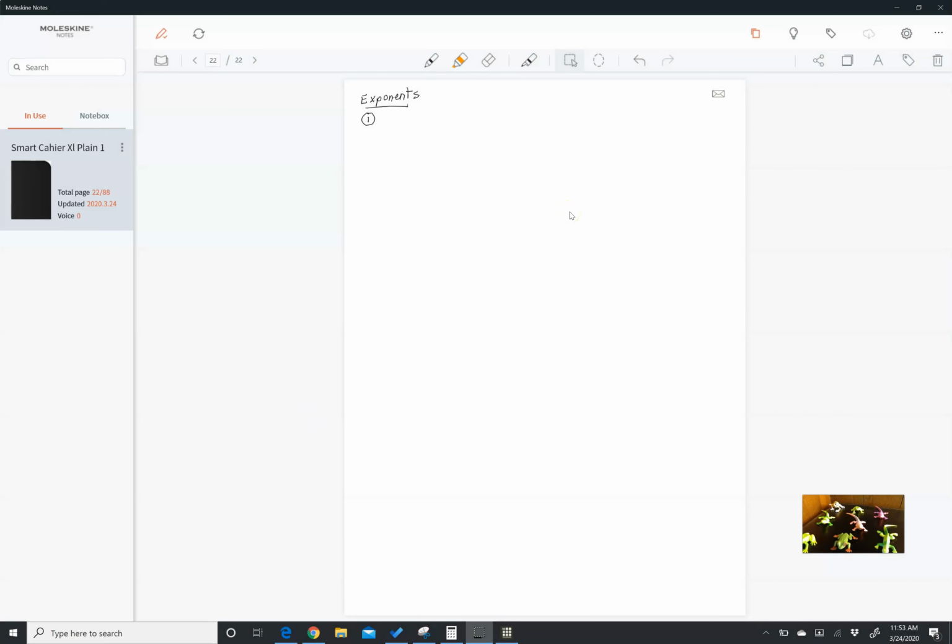We are starting a new unit. It's exponents. We're going to start by talking about the properties of exponents. So you probably know a lot of these properties, but I'm going to go through and list them all, and we'll prove a few of them.